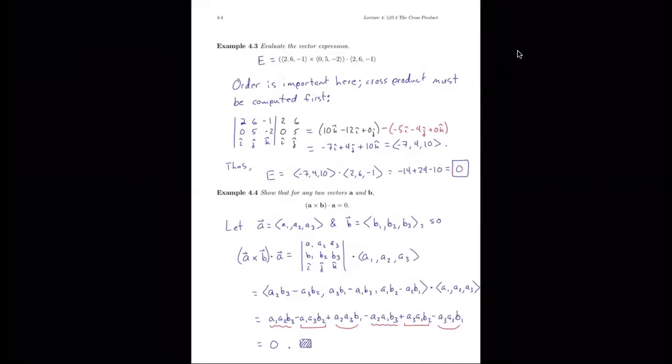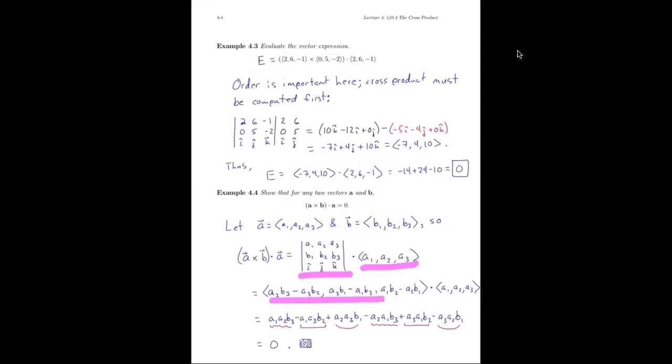Next up, show that for any two vectors A and B, A cross B, and then dotted with A is 0. Well, was the first example coincidental? Let's find out. Can we prove this for two generic vectors A and B? Well, we let A be A1, A2, A3, and B have components B1, B2, B3, just as before. And, well, we calculate this by doing the cross product first. And we'll dot it with A1, A2, A3 by the time we're done.